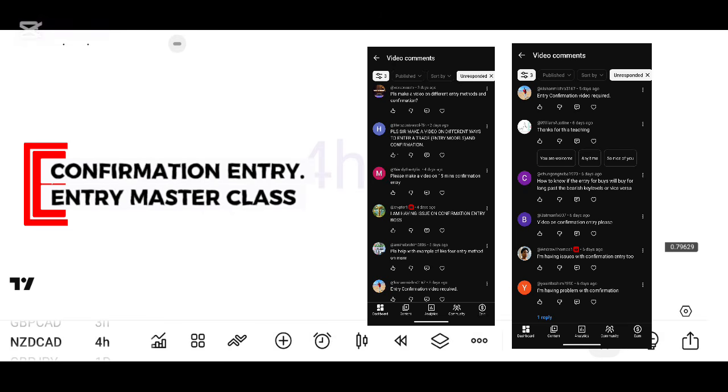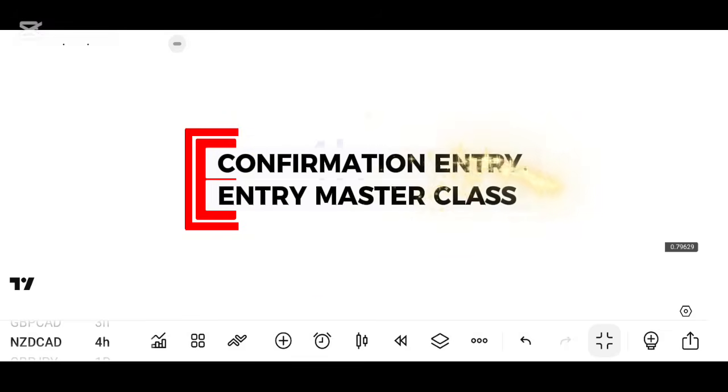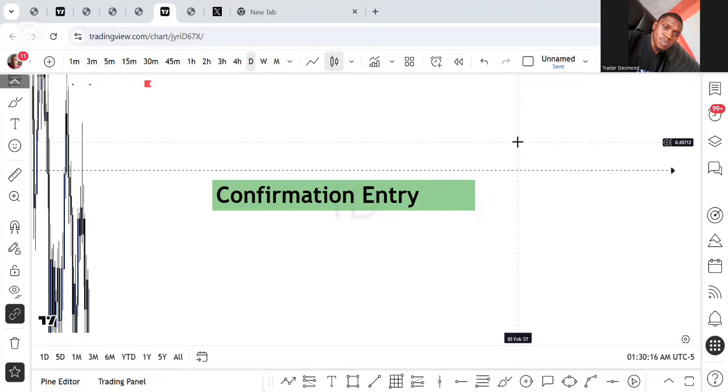So if you don't want to miss out on any detailed step-by-step guide on how to go about this, make sure you watch from the beginning to the very end of the video, as you'll be getting everything you need to understand how to go about confirmation entry. In this particular session, we are going to be discussing what confirmation entry is and how to do your confirmation entry.